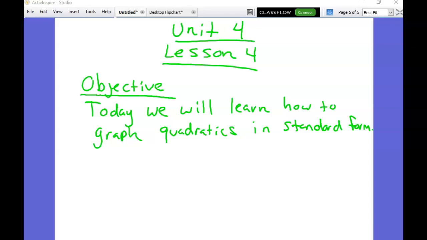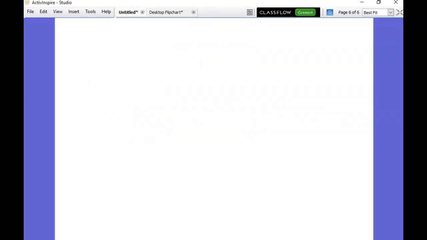The last time we learned how to graph quadratics was when we were doing it in vertex form. I don't want you guys to write this. I just want to refresh your minds a little bit, like we learned how to graph this, for instance. So don't write this, just watch.